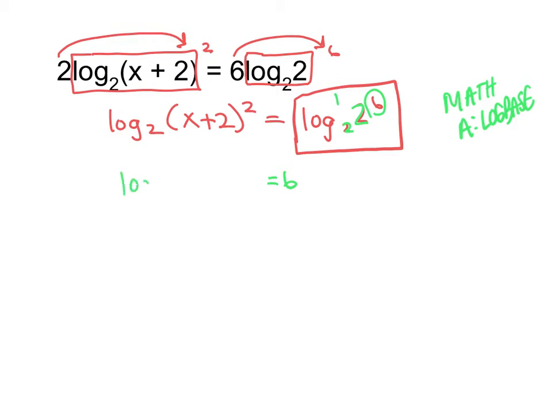So now on this side, we have log of x plus 2, the quantity squared. Now because we're down to one log, we can write this in exponential form. It's 2 to the 6th power is equal to this.